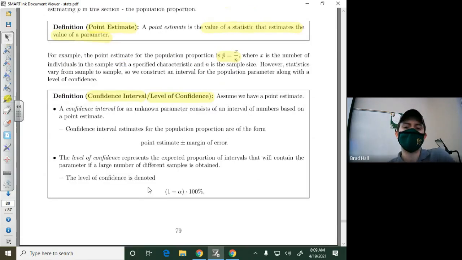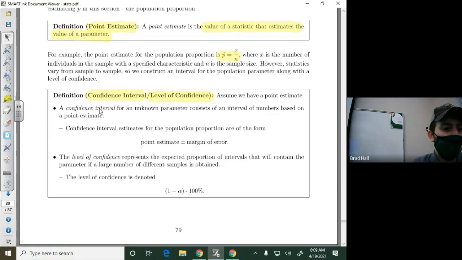So on the assumption that we have a point estimate, the point estimate gives us a starting point, and this interval is characterized around it. Think about the point estimate as something in the middle, and then the interval around that would be the margin of error, or how things deviate from the point estimate. You might think of this similarly as a mean and a standard deviation. It's the same concept.